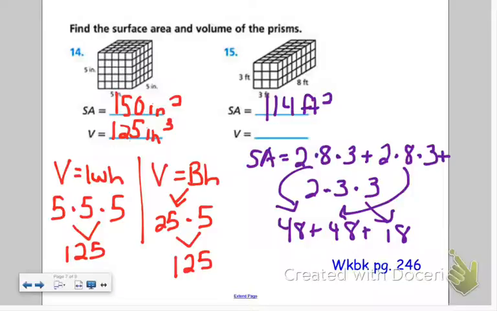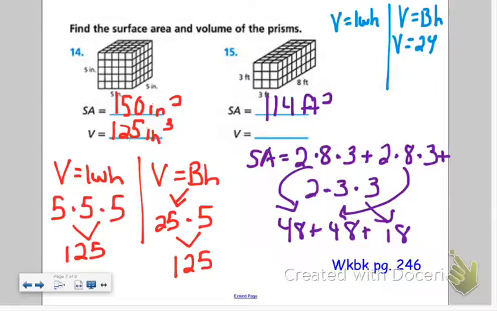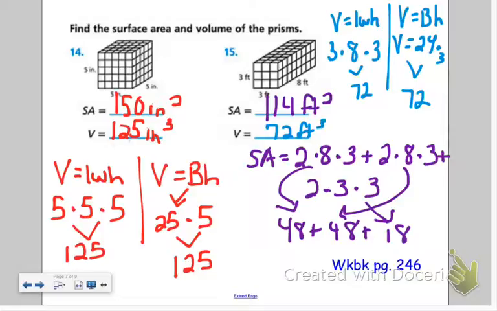Now for volume, I'm going to go back to a different color. Volume, remember, two ways to do it: length times width times height, or the area of the base times the height. So let's see, the area of the base would be 3 times 8, so that's 24. And then 24 times my height of 3, and I'm going to get a volume of 72. Or I can do length, which is 3, width times 8, and then the height, which is 3. So 3 times 8 times 3 is still going to give me 72. So 72 cubic feet.